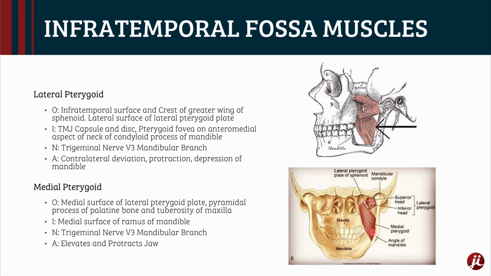So medial pterygoid originates from the medial surface of the lateral pterygoid plate, the pyramidal process of the palatine bone, which is a structure here, and then the tuberosity of the maxilla, which would be kind of deep to the medial pterygoid here. Same innervation, mandibular branch, V3, trigeminal nerve. And then in addition to being a contralateral deviator, this muscle is also going to be more of an elevator and a protractor of the jaw.